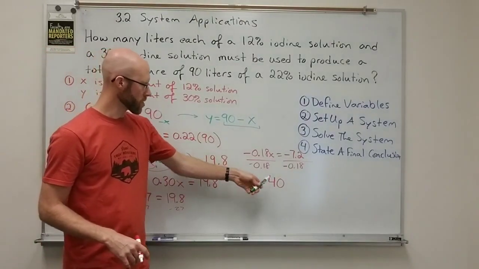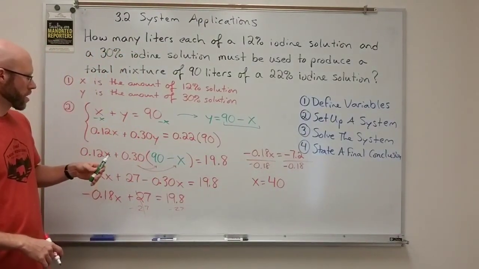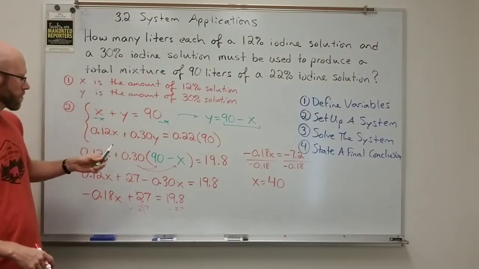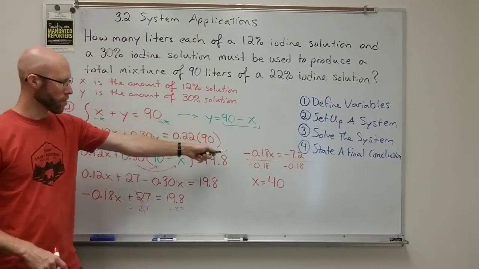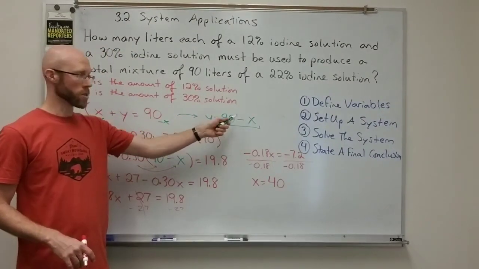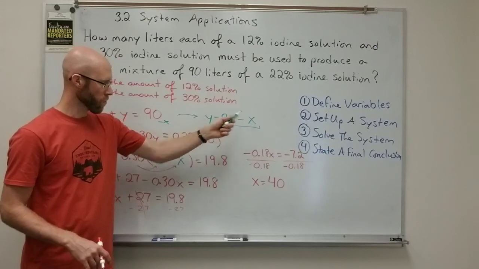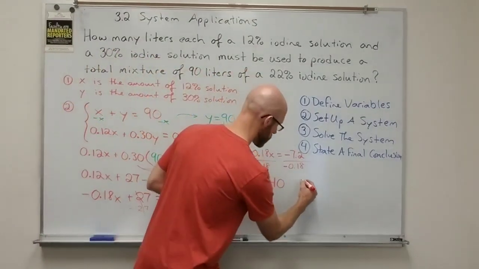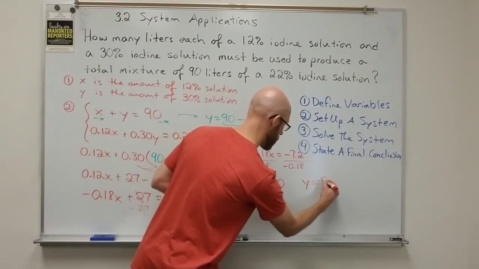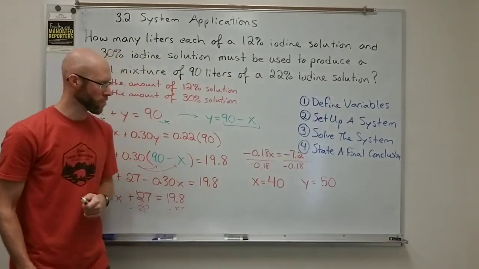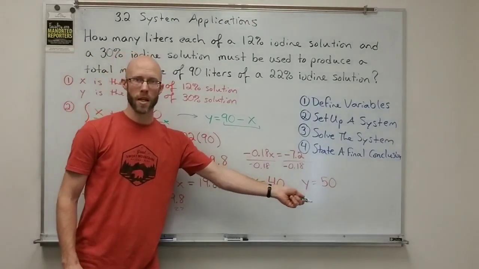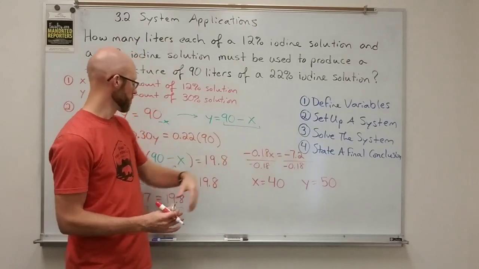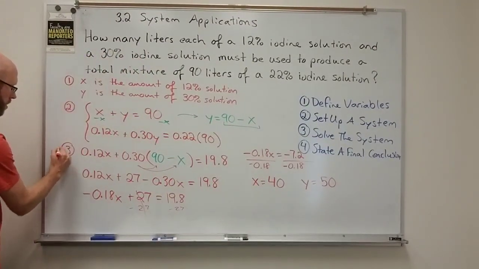Now, the 40 is nice, but I also need the amount at the 30%, which is the y value. To find y, I could put that 40 back into this green equation. y equals 90 minus 40, which will be 50, right? I'm not going to write that out. That one seems pretty straightforward. So y is 50. That makes the combination add up to 90. So I solved the system. That was step three. I should write my three in here.